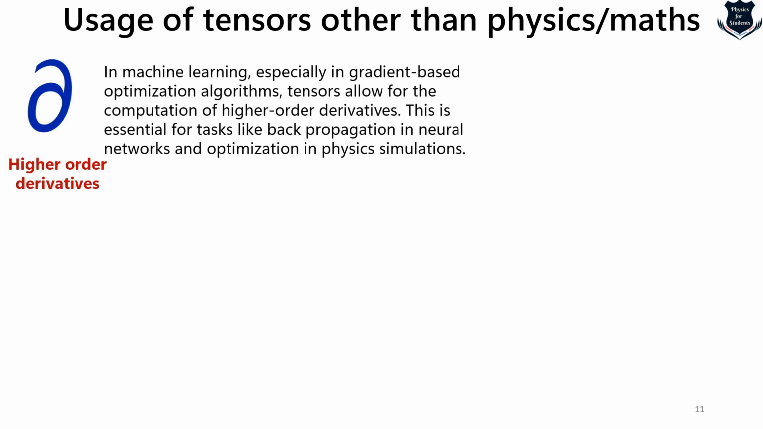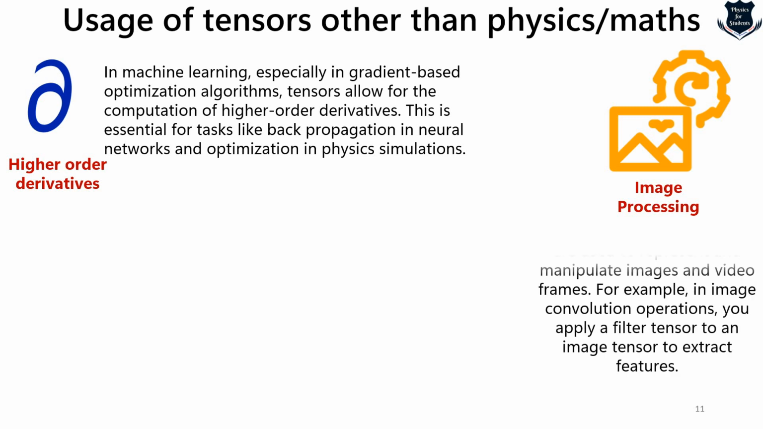Now in mathematics, machine learning computes what are called higher order derivatives, and tensors allow for the computation of higher order derivatives. You might ask whether higher order derivatives were not being calculated earlier without tensors. Definitely they were, but with the advent of huge amounts of data and AI coming up, higher order derivatives and physical simulations would require tensors. This is something of a repetition, so I won't elaborate further.